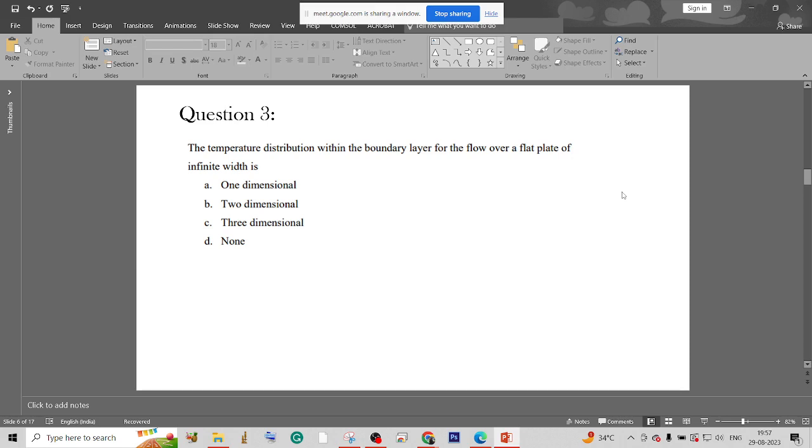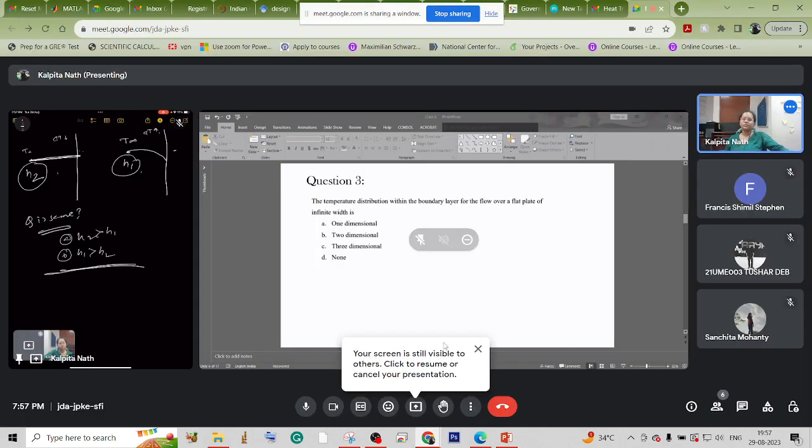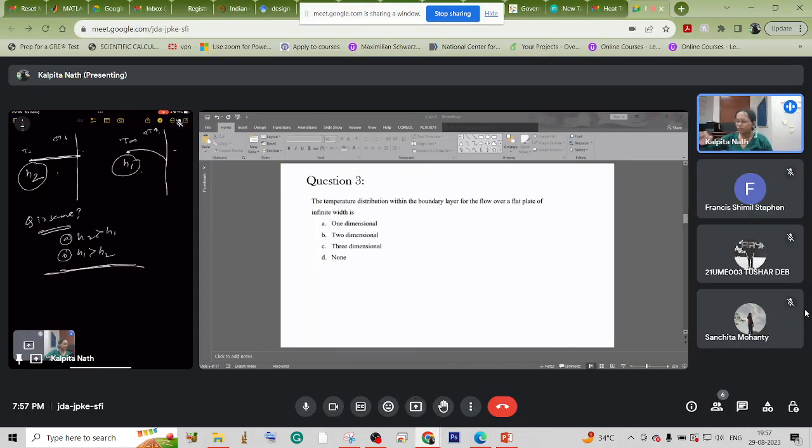in which case is H greater? Option A is H2 greater than H1 and option B is H1 greater than H2. Which option is correct? How will you solve this? This is a part of question number 2. Tell me, what will be the option? The option that is correct. Any problem in understanding?